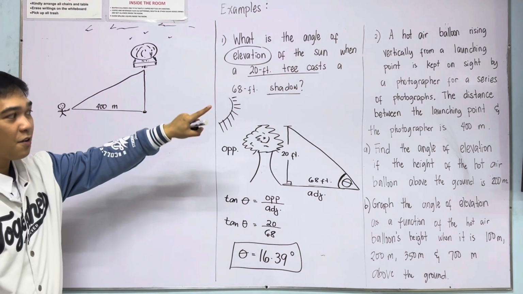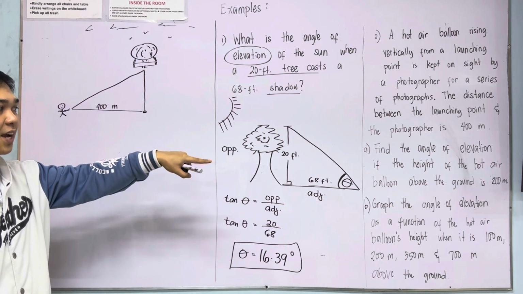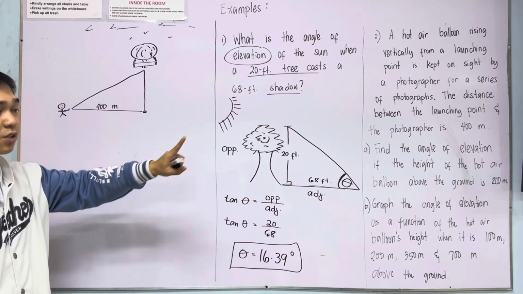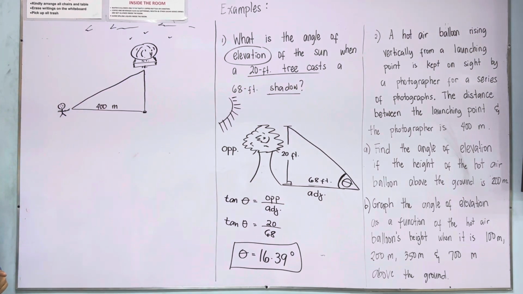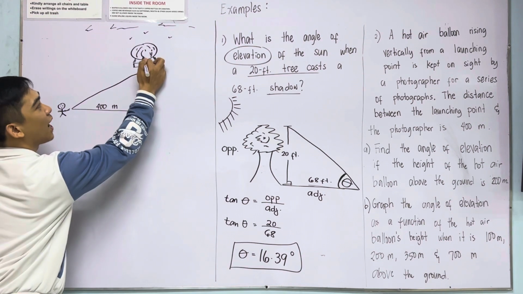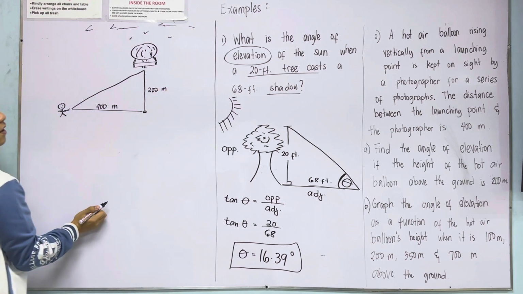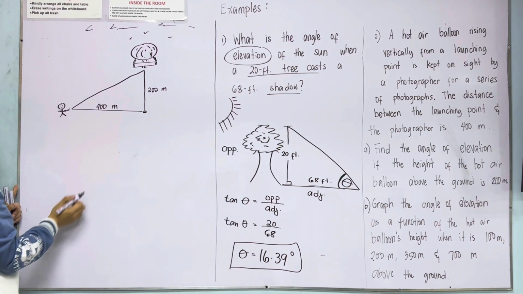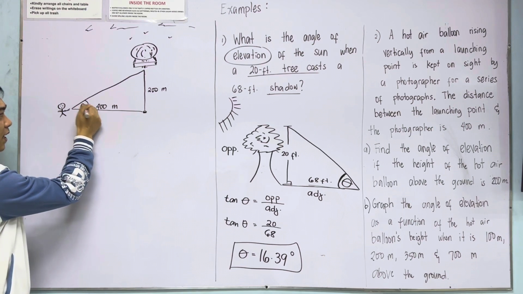Sa letter A, find the angle of elevation if the height of the hot air balloon above the ground is 200 meters. Saan nilalagay si 200? Sa opposite. Launching point to hot air balloon, ito si 200. Now we're looking for the angle of elevation. Itong angle na ito.